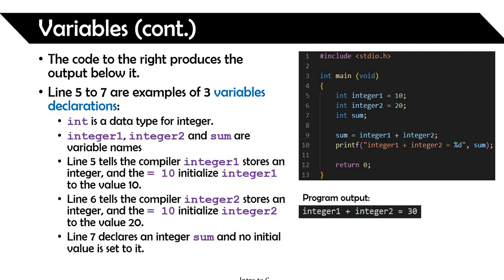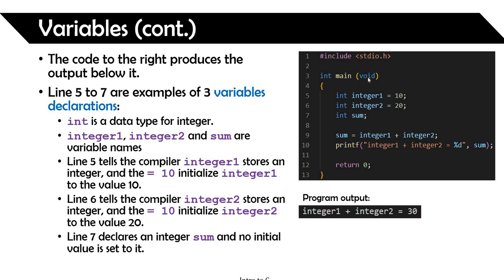Okay, so if you look at this code here, again you will be able to see the same structure. You have the hash include, standard input output, library function, and then you have the main. Now if you see this integer main, int stands for integer. Main, what it actually means is that the main program actually will return an integer value.